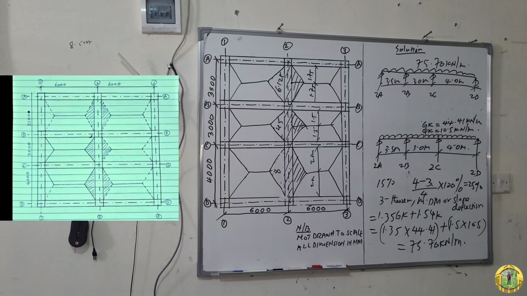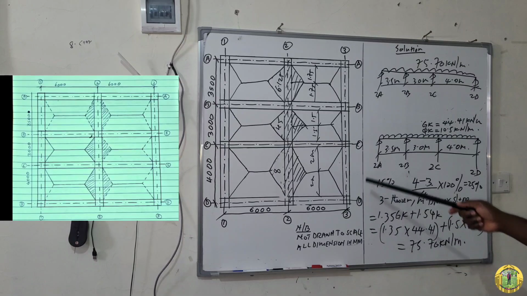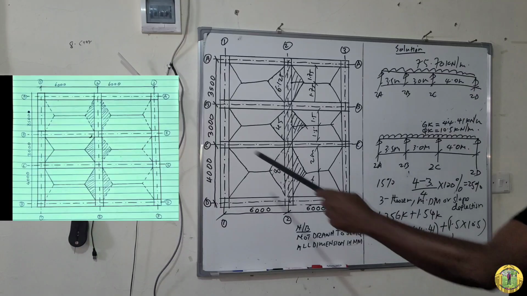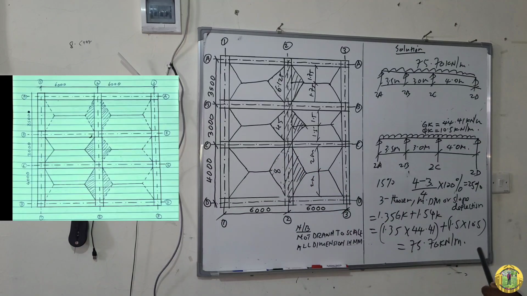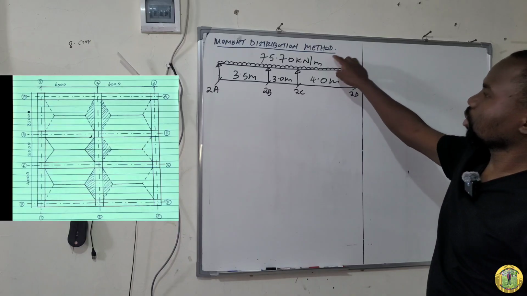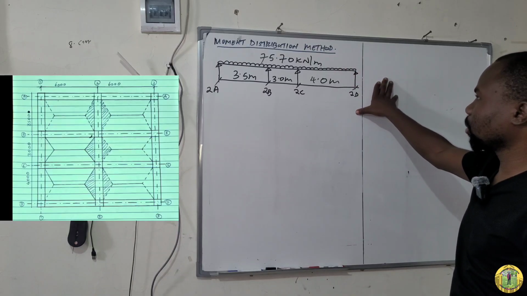Due to lack of space, I want to clean everything on this board so that you can have enough space for our calculation. But for this plan, I want to attach it on the left side of your screen, so that we may be referring to it as we continue with our calculation. So this is the beam. As you can see, it is a continuous beam which has a UDL of 75.70 kilonewton per meter.